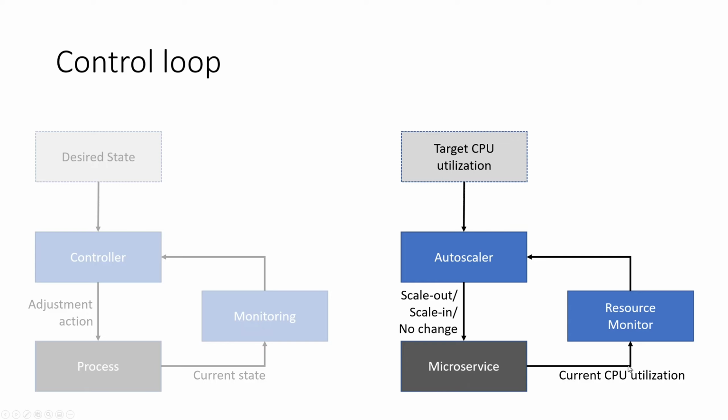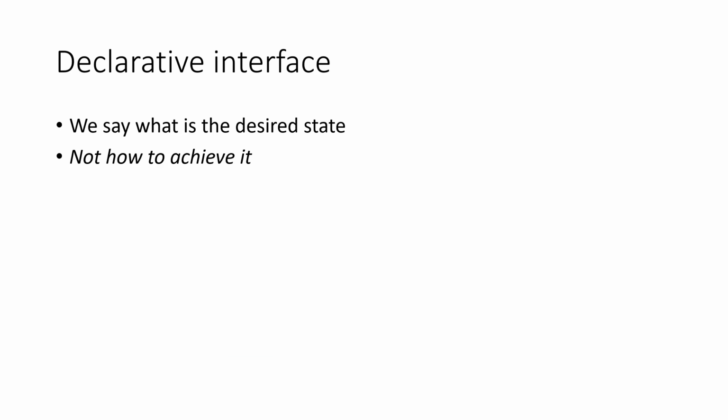And if the current CPU utilization is below the target CPU utilization, then we have more instances than we need. We're going to scale in and remove some of the microservice instances. And if the current CPU utilization is close enough to the target CPU utilization, then the autoscaler will not take any action, and we're just going to leave the microservice running as is. So a control loop is a declarative interface. We say what the desired state is, not how to achieve it. And the controller takes care of reaching the desired state.